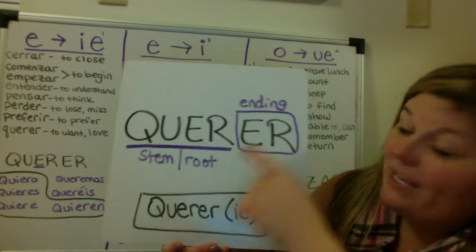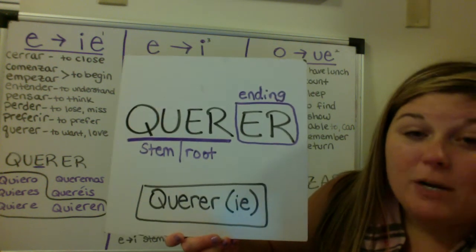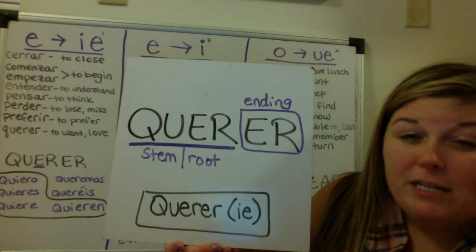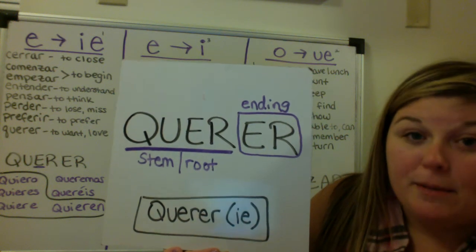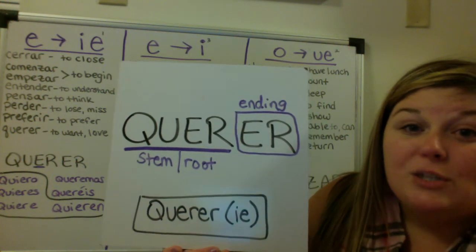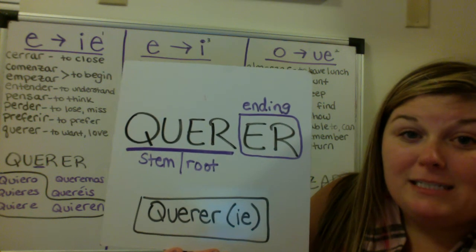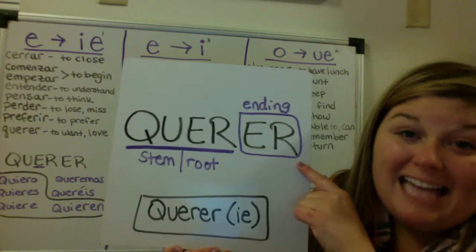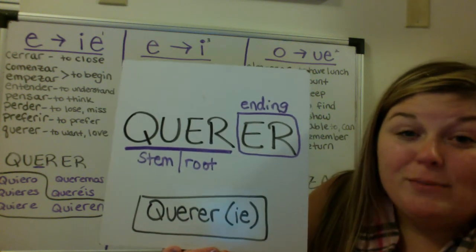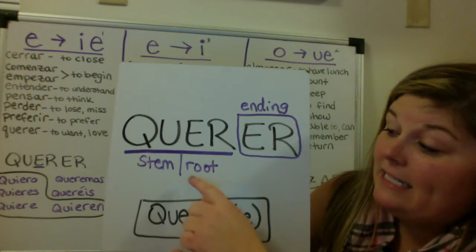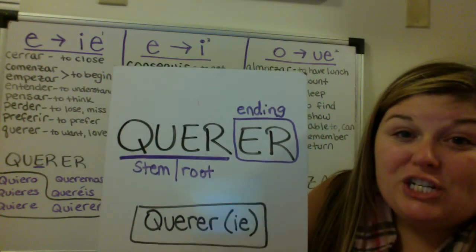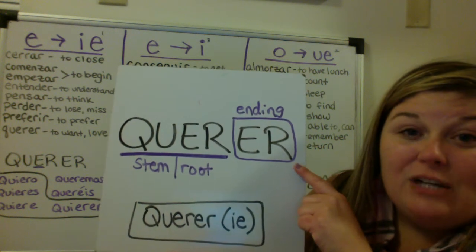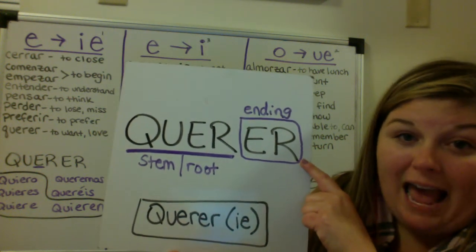All right, so querer means to want or to love, and we're going to talk about this special stem-changing verb in a minute and how to work with these verbs, but for now I want to do a quick review on the parts of an infinitive verb. So we've talked in the past that a verb can be split into two parts, the stem or the root, and the ending. Remember, the endings for verbs in Spanish are AR, ER, and IR. The stem is what tells us the information, the meaning, or the action of the verb. And the ending tells us who does that action.